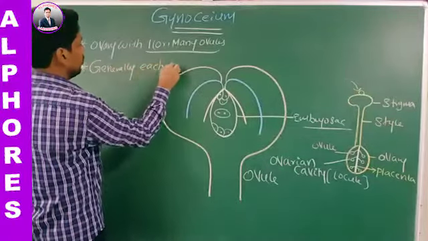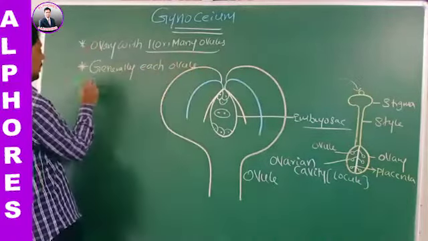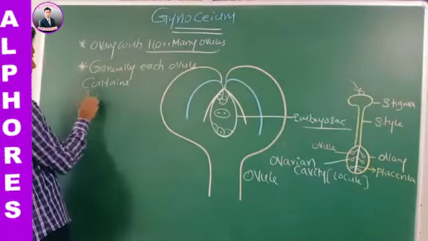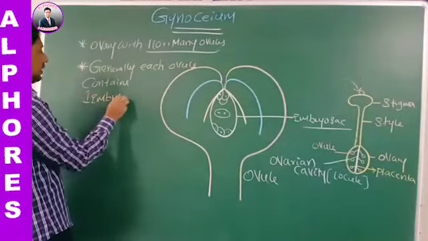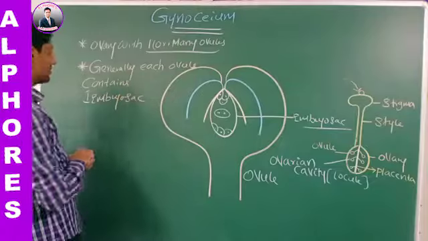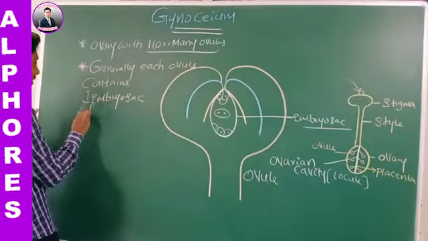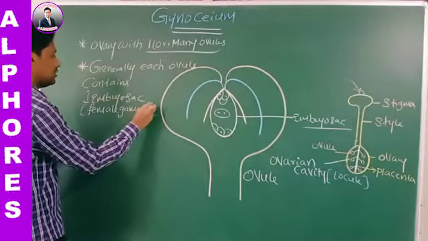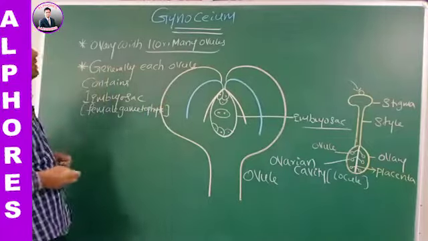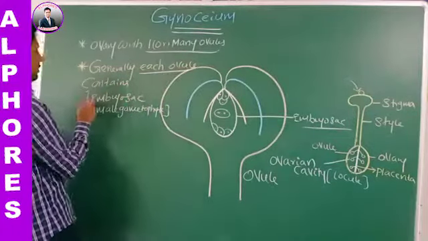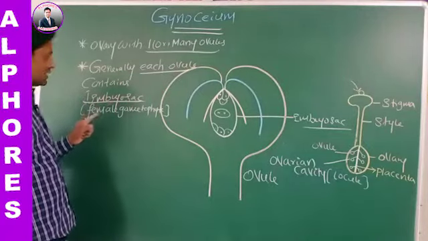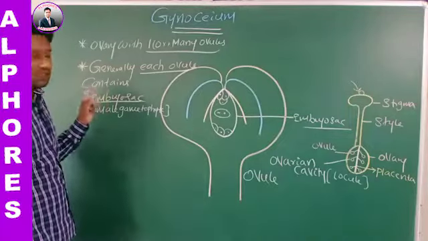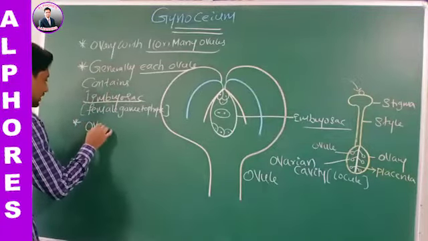Therefore, generally each ovule contains one embryo sac. What is another name for the embryo sac? Female gametophyte. It is called a female gametophyte.